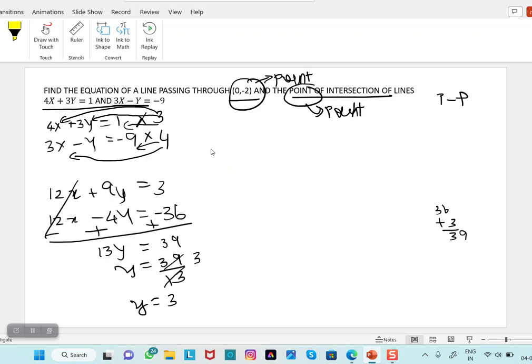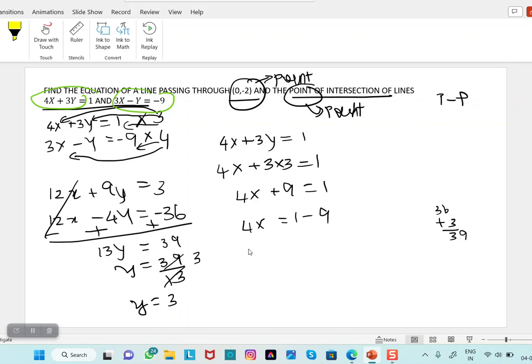Now once you have found y, it is very easy to find x. Just take any one of these two equations, whichever equation you want, substitute y in that and get x. For example, I take 4x plus 3y equals 1. I substitute y equals 3 here, and I get 4x plus 9 equals 1. I get 4x equals 1 minus 9, so 4x equals -8. 4 will come down. 4 ones are 4, 4 twos are 8. So x equals minus 2.